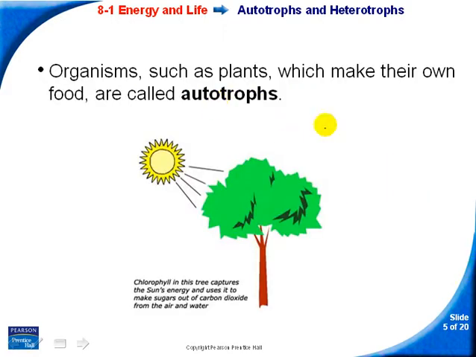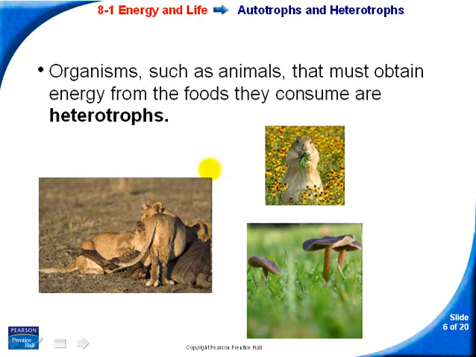There are two types of organisms. There are autotrophs, those who make their own food. And you can see a plant undergoing photosynthesis here. It's going to make its own food. And then there are the heterotrophs. These animals obtain their energy from foods that they consume. We are heterotrophs, as are lions and prairie dogs and mushrooms. Mushrooms decompose, so they are also heterotrophs.